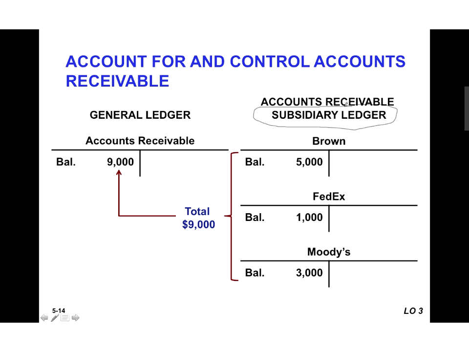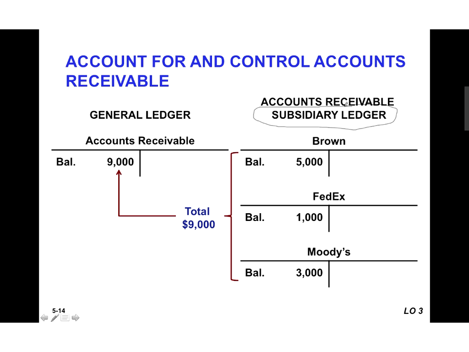And what that does is it keeps track of the detail of the general ledger account. So let's say we have 3 customers in our example here. We have Brown, FedEx, and Moody's. And I have a balance of $5,000 for Brown, $1,000 for FedEx, and $3,000 for Moody's. Now that's my subsidiary ledger. If I add those 3 balances up, they will total my general ledger. So I have accounts receivable. That's what I will put in my financial statements. In my financial statements, we'll see that balance of $9,000.